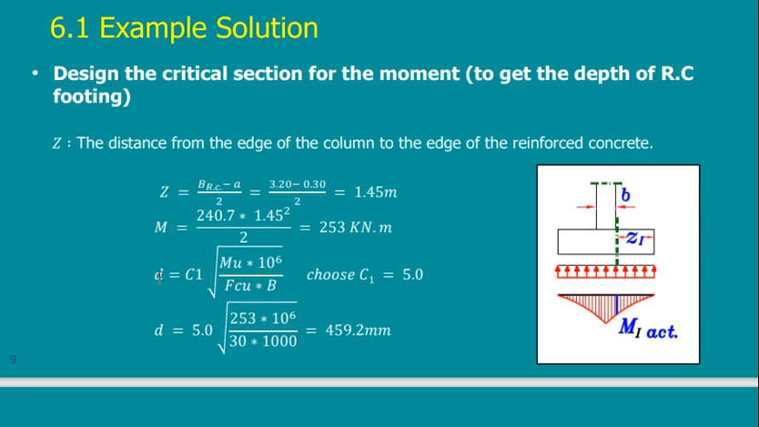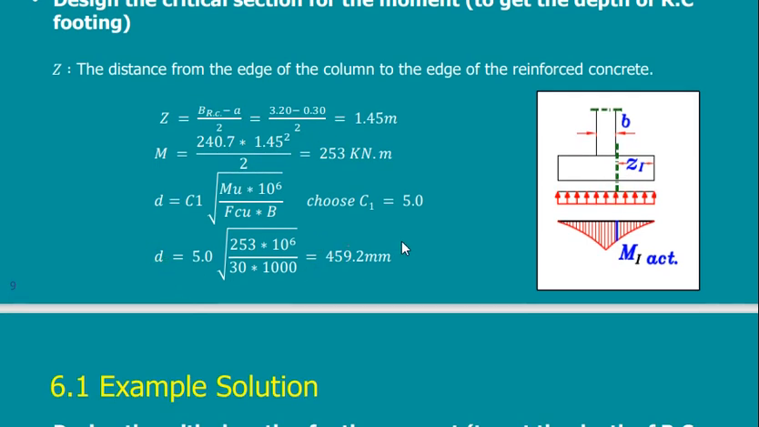Then I calculate the D, the depth of the section. This rule is taken from the code for the reinforced concrete. How do we calculate the depth of any concrete section? We have an equation, D equals C1 root M ultimate divided by FCU divided by B. And there is a factor called C1. This factor, we can take it 5. Anyway, you use what you use in your concrete design. This is an equation that is proposed for using it here. Then I can calculate the depth.